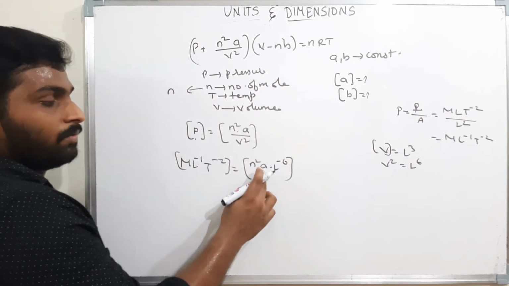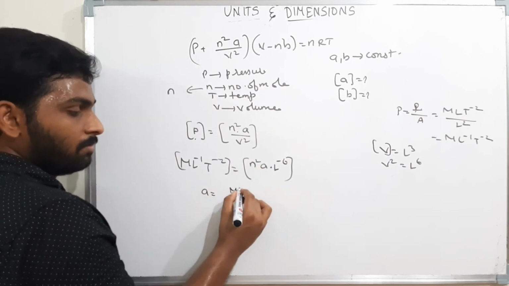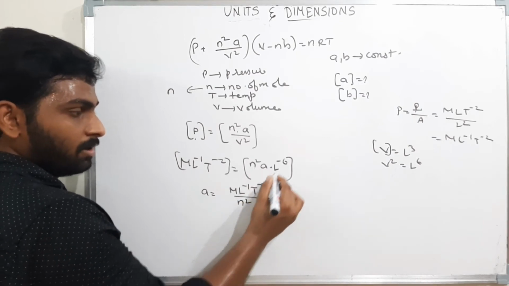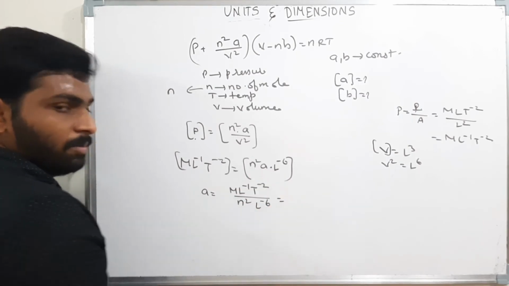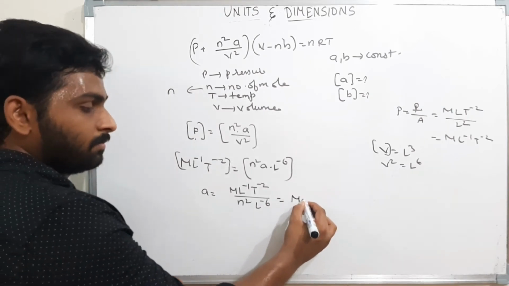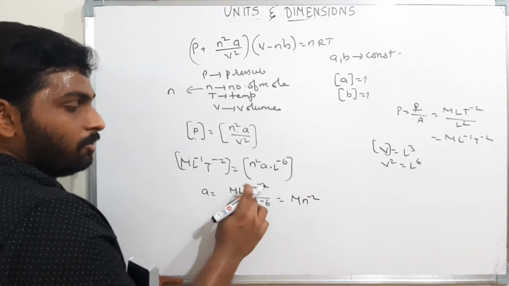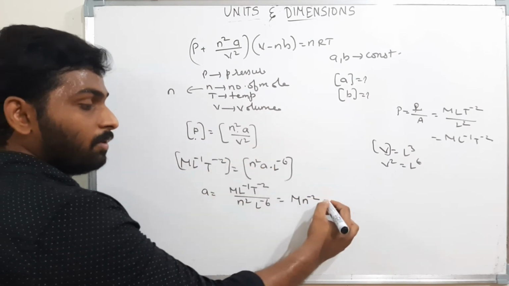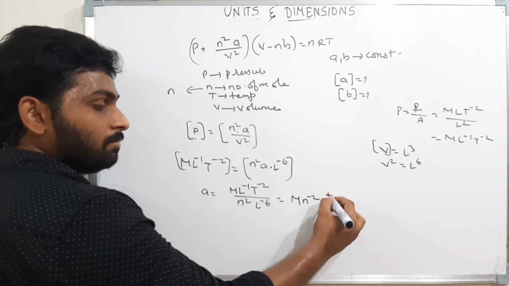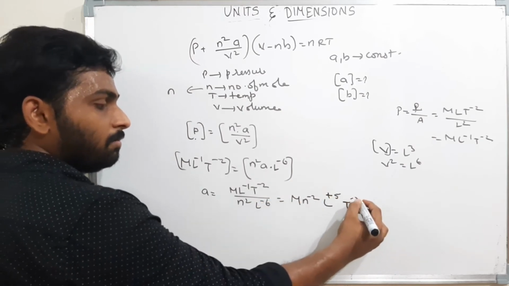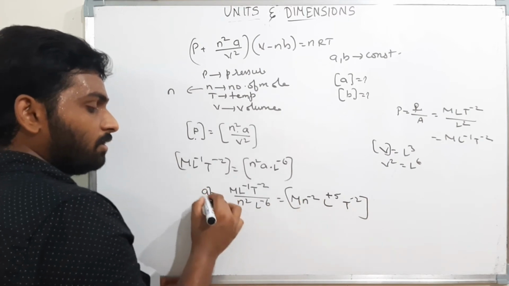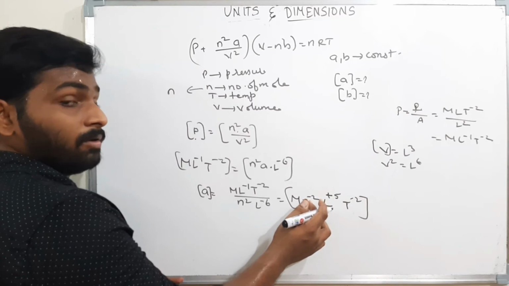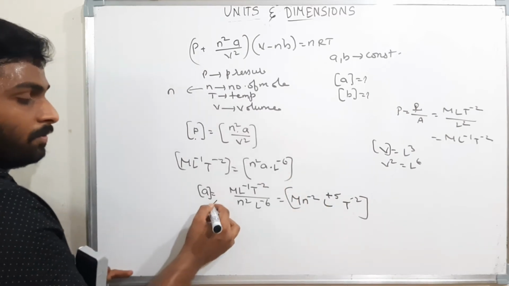Therefore find the dimension formula for A. A is equal to M L power minus 1 T power minus 2 by N square L power minus 6. That is M N power minus 2 L power minus 1; when the L power minus 6 goes up, it will become plus 6. Therefore L power minus 1 plus 6 is plus 5, and T power minus 2. The dimension formula for A is M L power 5 T power minus 2 N power minus 2. This is the dimension formula for A.